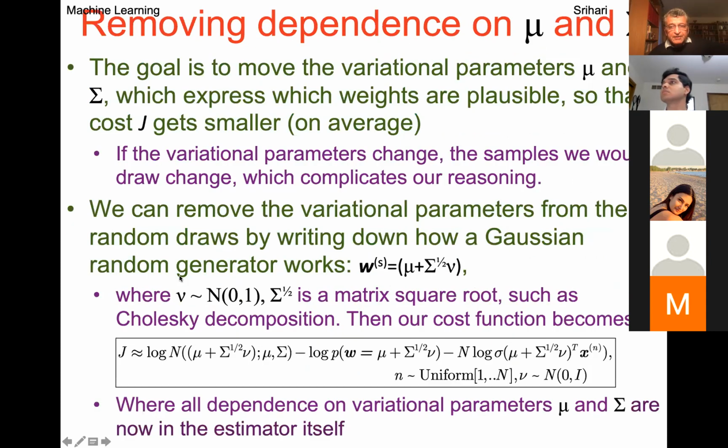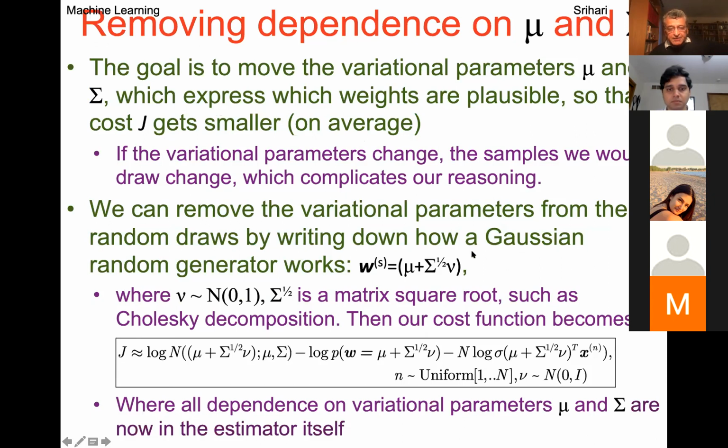So removing dependence on the integral over W. Remember that we are after a mu and a sigma for the Gaussian distribution. Don't forget that's what we are after. We're trying to replace a distribution by a Gaussian. That's what the Laplace method was, so this is also doing the same thing. And the goal is to move the variational parameters mu and sigma, which express which weights are plausible, so that the cost J gets smaller on average.